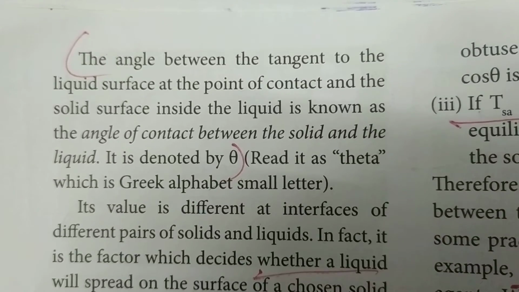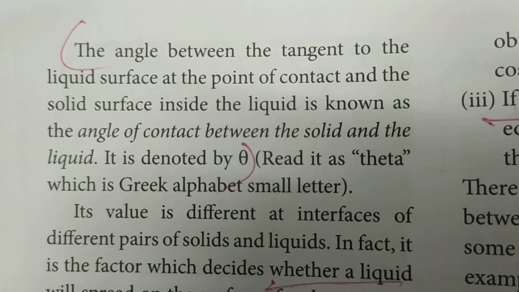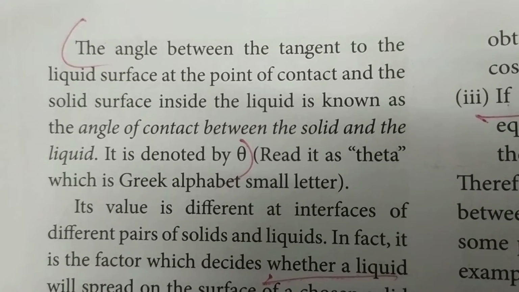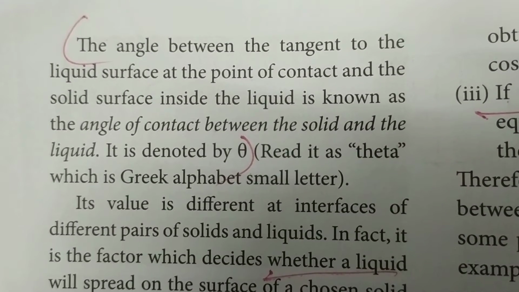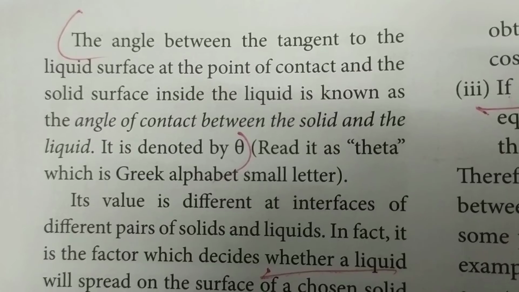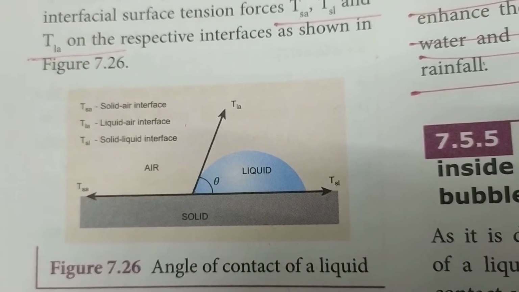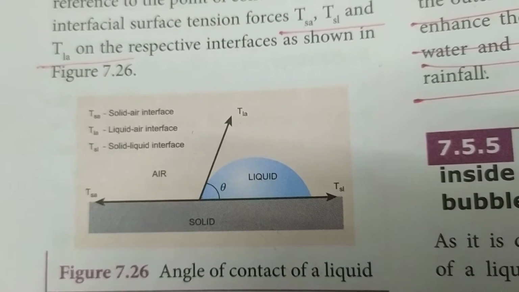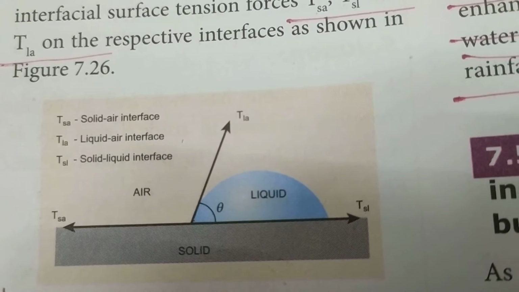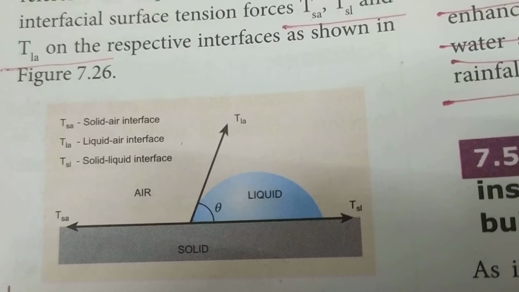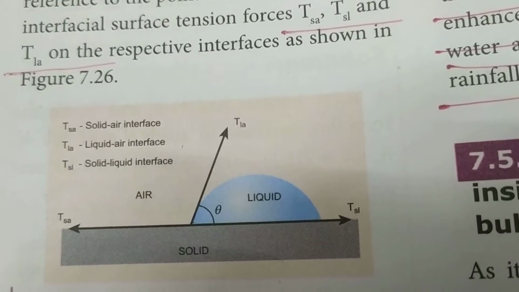Now we shall see the definition of angle of contact. The angle between the tangent to the liquid surface at the point of contact and the solid surface inside the liquid is known as the angle of contact between the solid and the liquid. It is denoted by theta. When you see this diagram, theta is the angle of contact, the angle between the tangent, that is this TLA, and the surface inside the liquid.